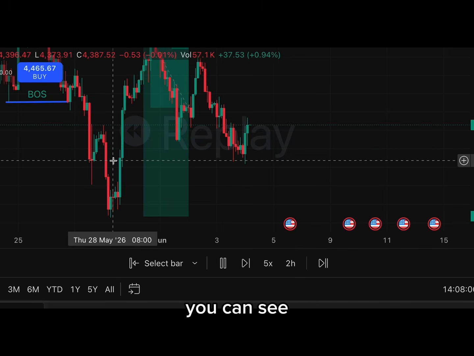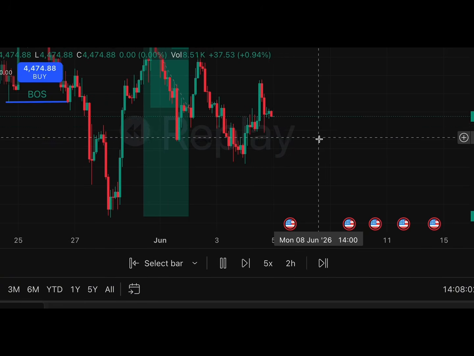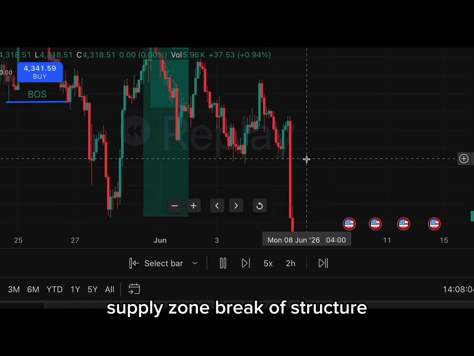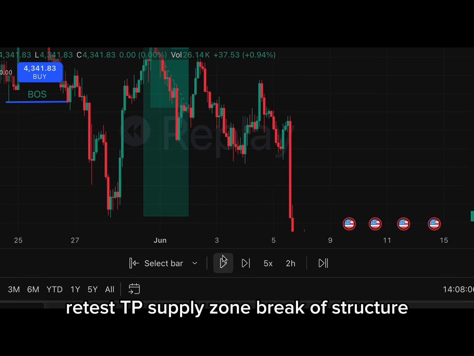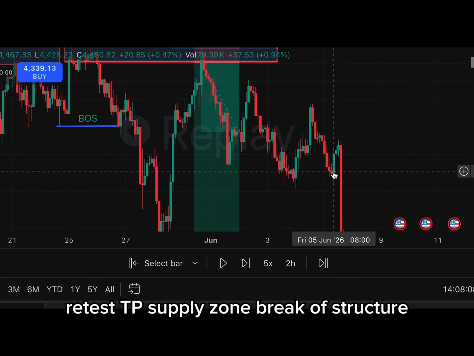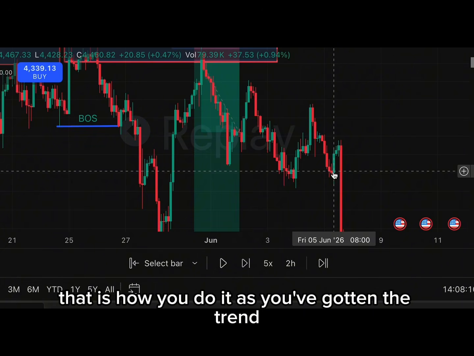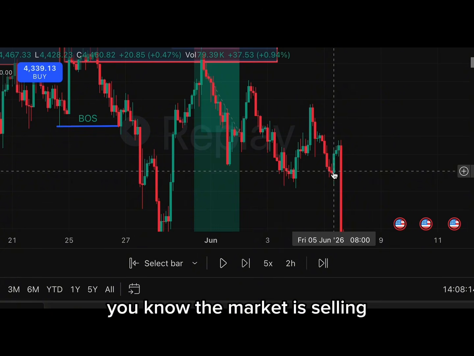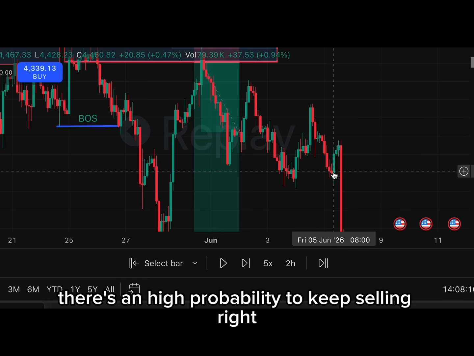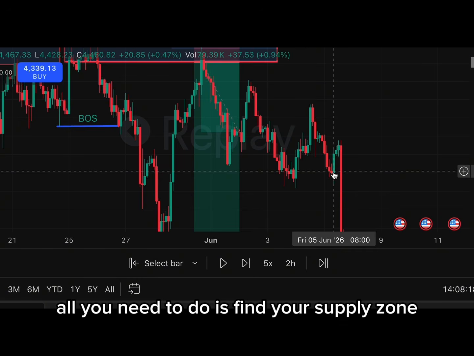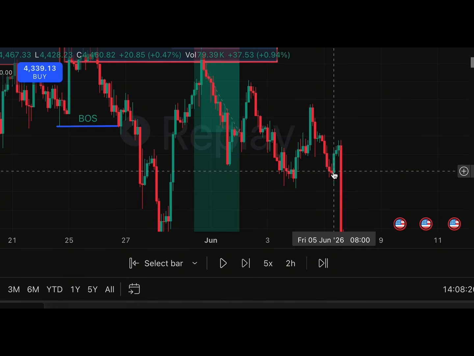You can see supply zone, break of structure, retest, TP. Supply zone, break of structure, retest, TP. That is how you do it. As you've gotten the trend, you know the market is selling. There's a high probability to keep selling, right? All you need to do is find your supply zone, wait for a break of structure.